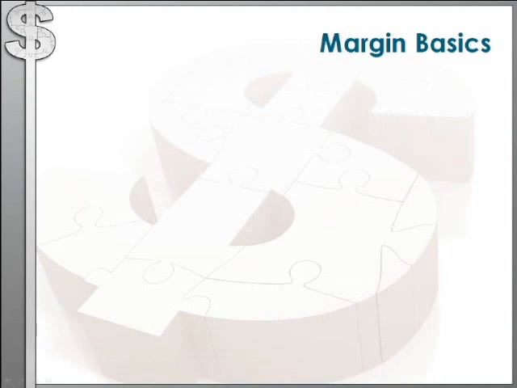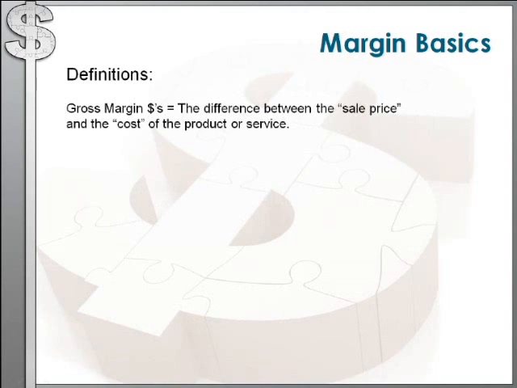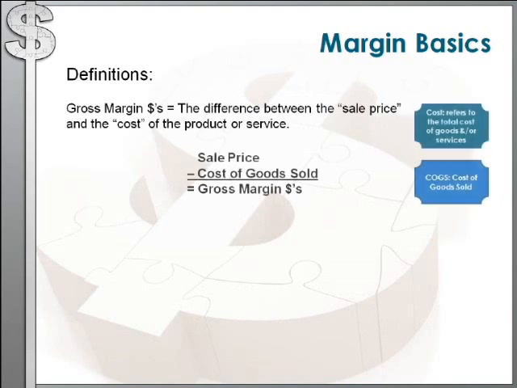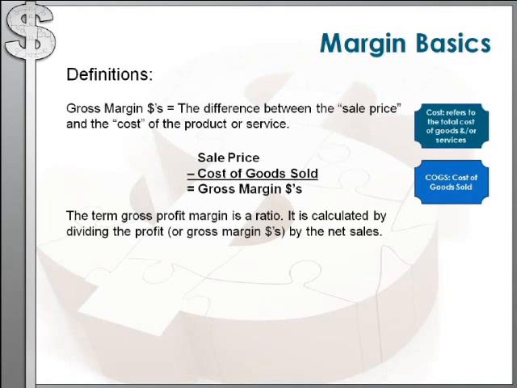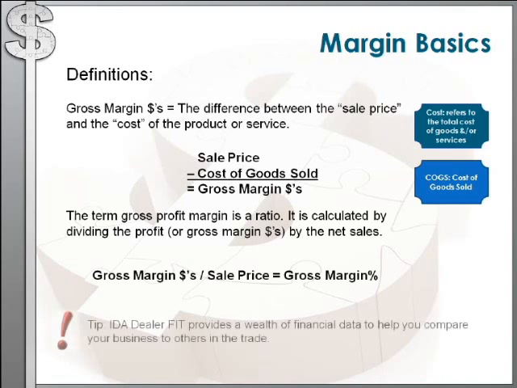Now let's get into margin basics. Gross margin dollars is the difference between the sale price and the cost of the product or service. The sale price minus cost of goods sold is your gross margin dollars. Very simple formula. In order to express gross profit margin as a percentage, it's a ratio. It's calculated by dividing the profit, or the gross margin dollars, by the net sales. Now, if you weren't aware, our industry publishes a book called IDA Dealer Fit. It's available once a year, and essentially it provides a wealth of financial data to help you compare your business versus others in the trade.